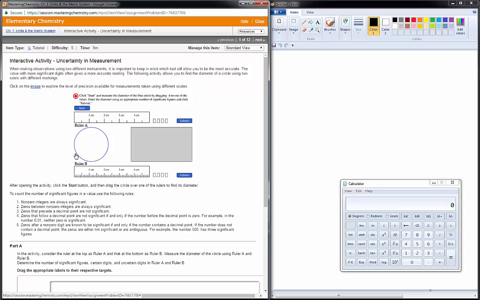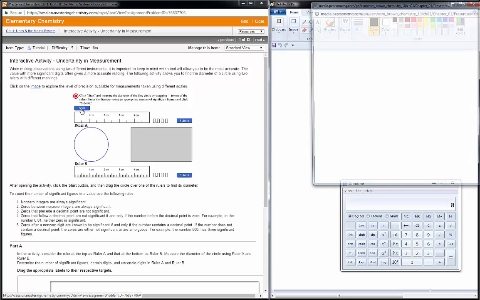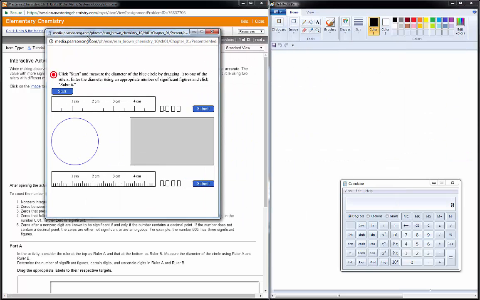So first of all, we're looking at this circle and we want to measure the diameter, or the distance across the farthest 2 points. And they give us two rulers, ruler A, which has tick marks every half of a centimeter, and ruler B, which has tick marks every millimeter. And they want us to say which of these digits is significant and which are not. And they give us some rules, but I hope you can see this. Let's start.